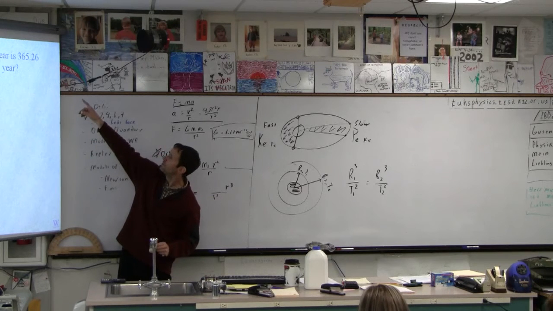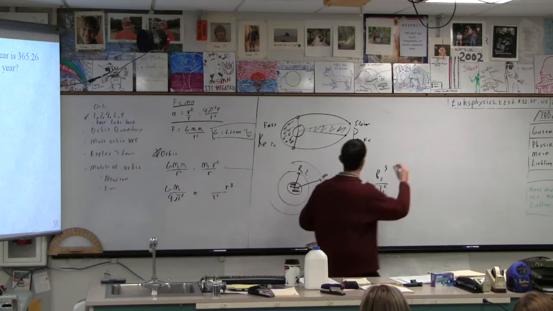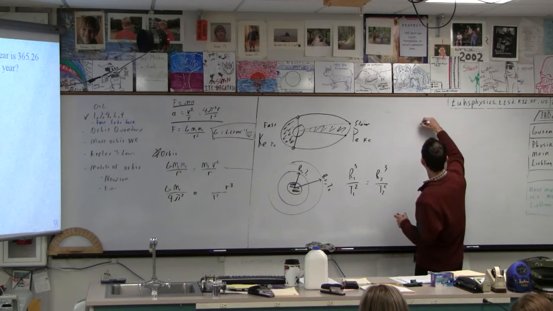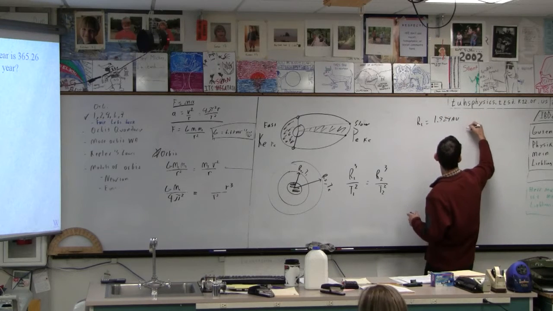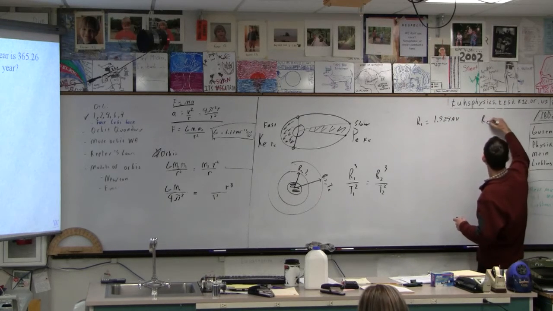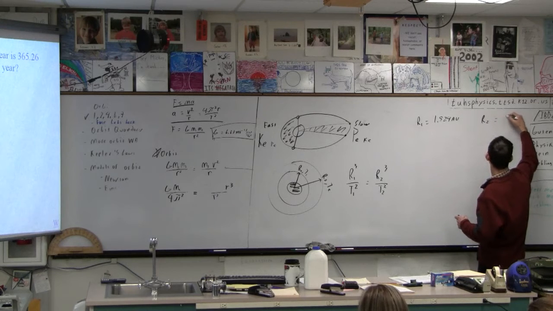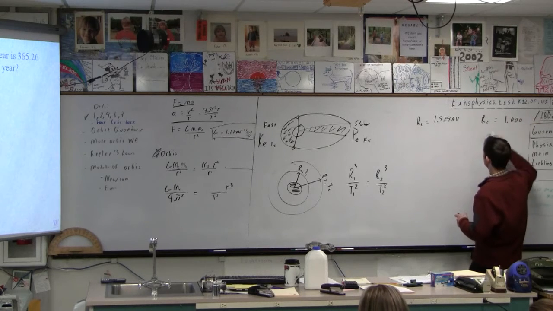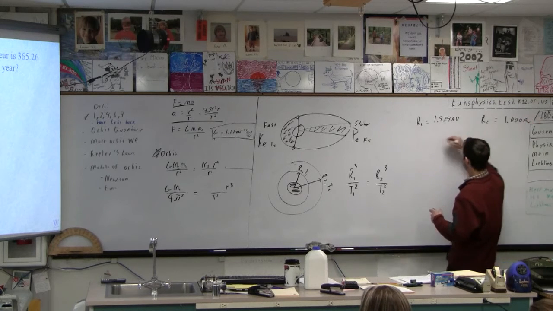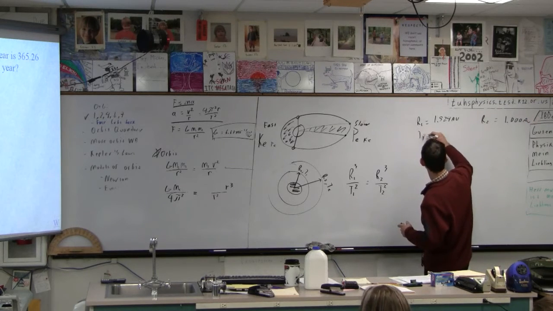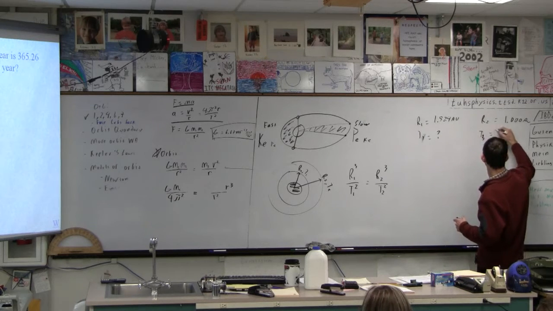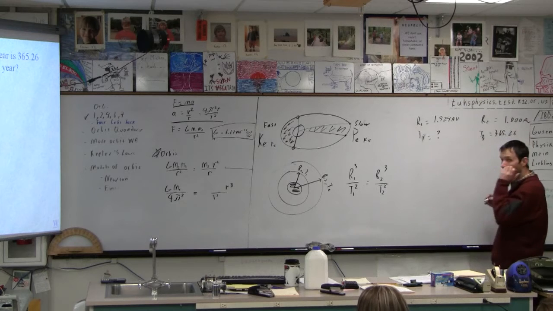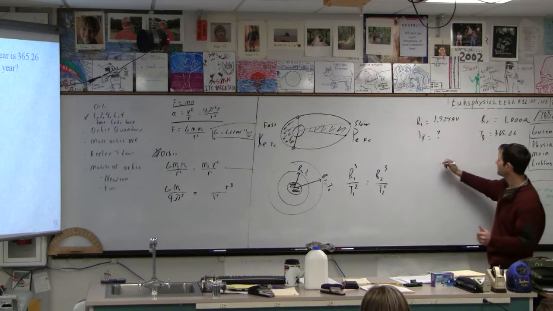And then we know our year. We knew that period, right? So how many Earth days is Mars's year? Well, you set it up. R1 is 1.524 AUs. R2 is the Earth, 1 AU. And then the period of Mars, that's the thing that we don't know. And the period of Earth's orbit is 365.26. So you just set this up like this.